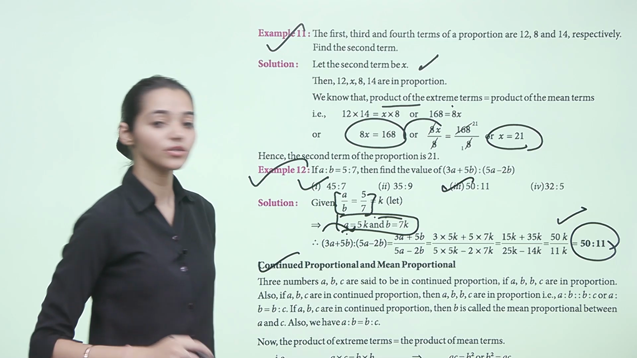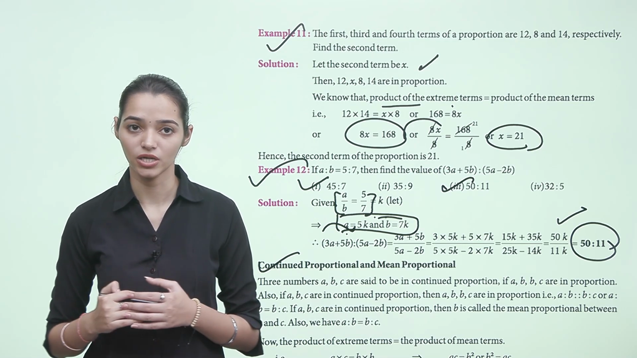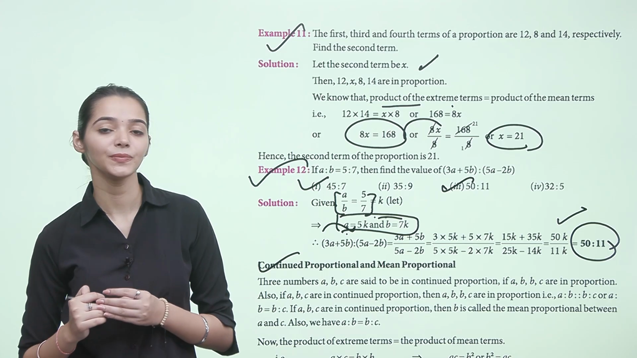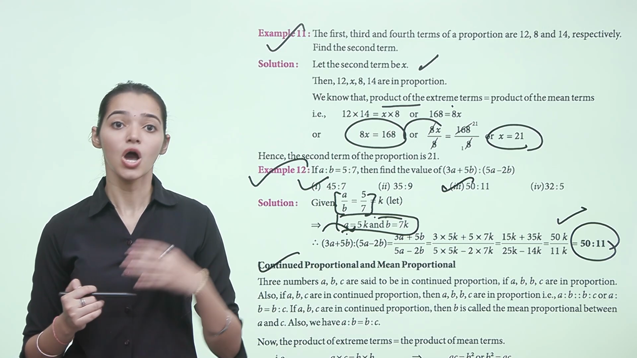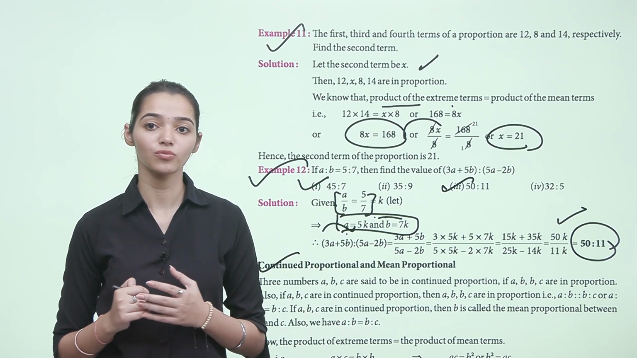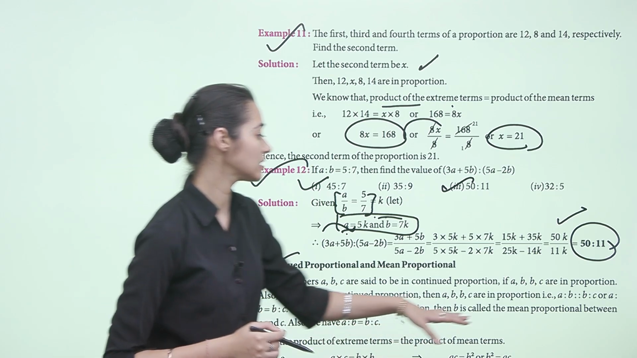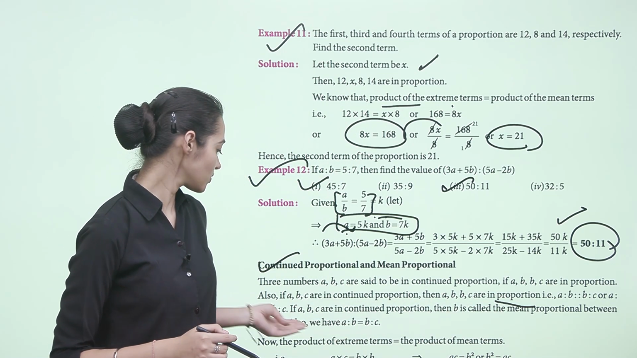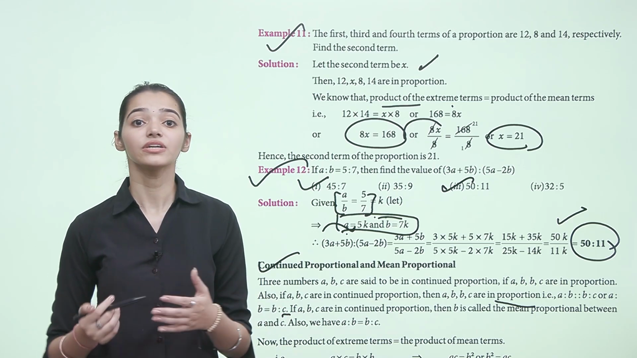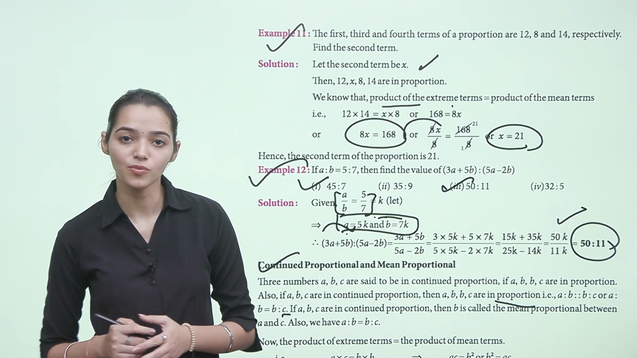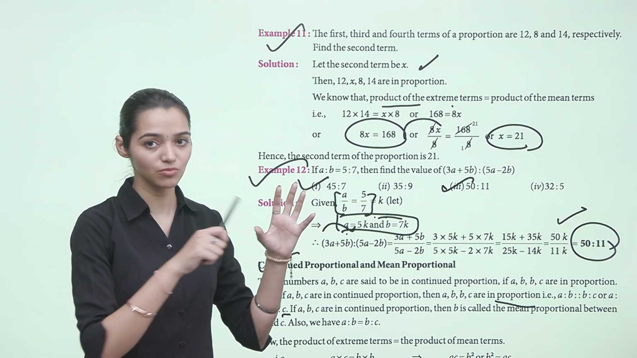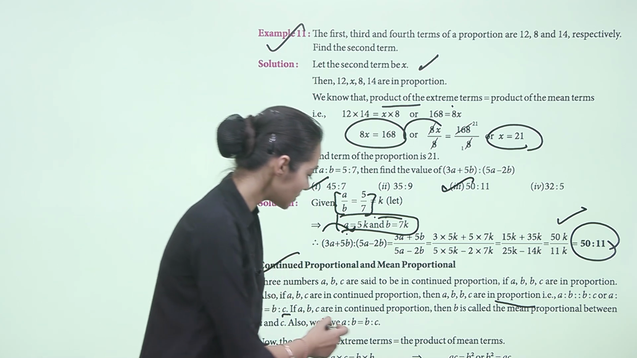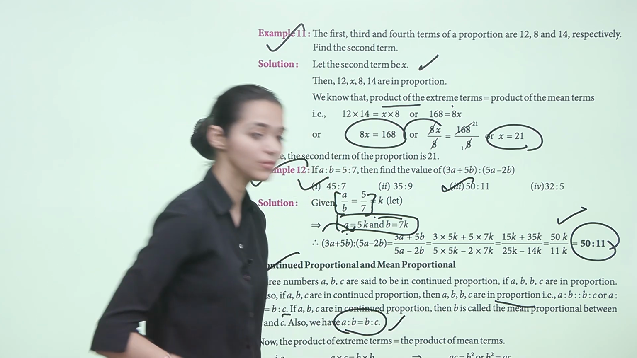Now let's start with continued proportion and mean proportional. Three numbers A, B, C are said to be in continued proportion if A, B and B, C are in proportion. Also if A, B, C are in continued proportion, then A:B and B:C are in proportion. That is, the ratio A:B is equal to B:C. If A, B and C are in continued proportion, then B is what? The mean proportional between A and C. Then we can also say that A ratio B is equal to what? B ratio C.